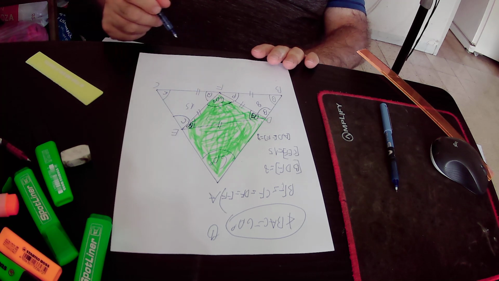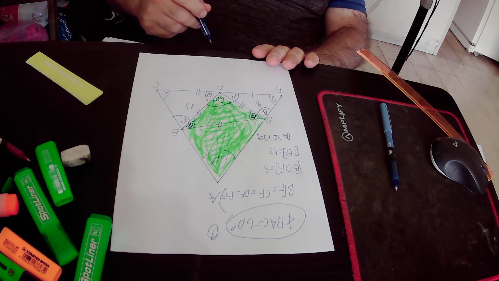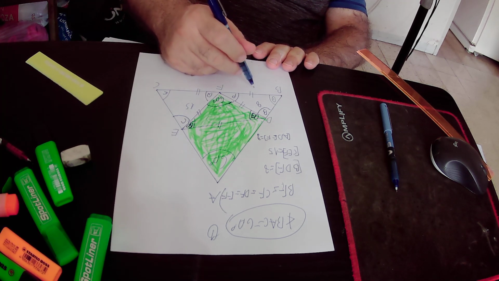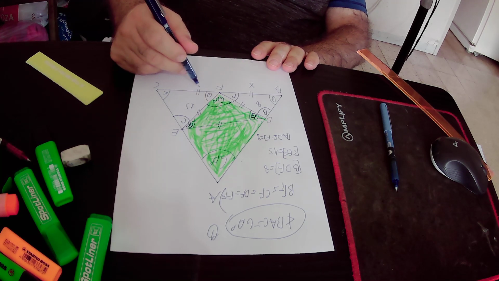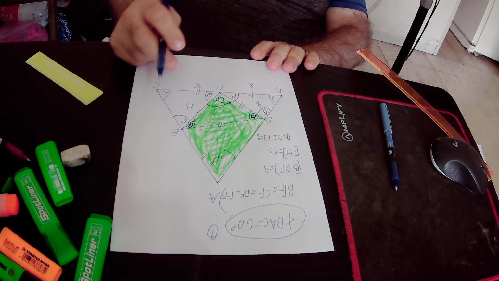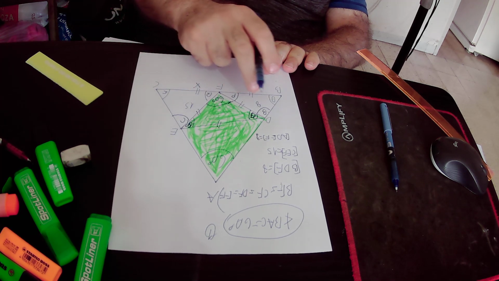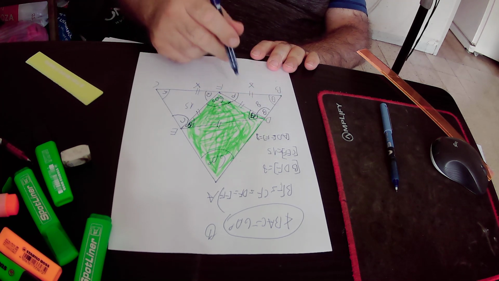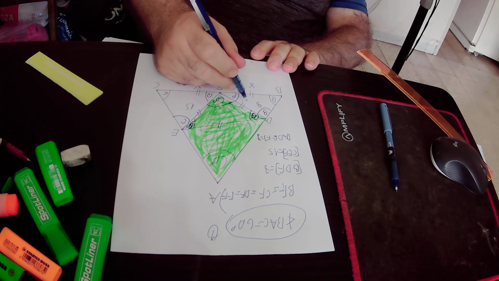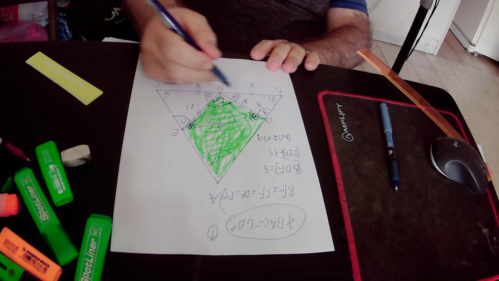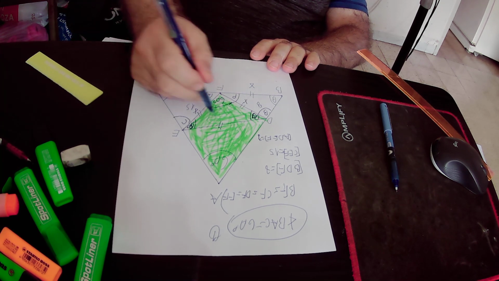So if we define side BF as x, then all the other sides will also be equal to x, because those two sides are equal to each other according to what is given in the question. So here we have x, x, and x.